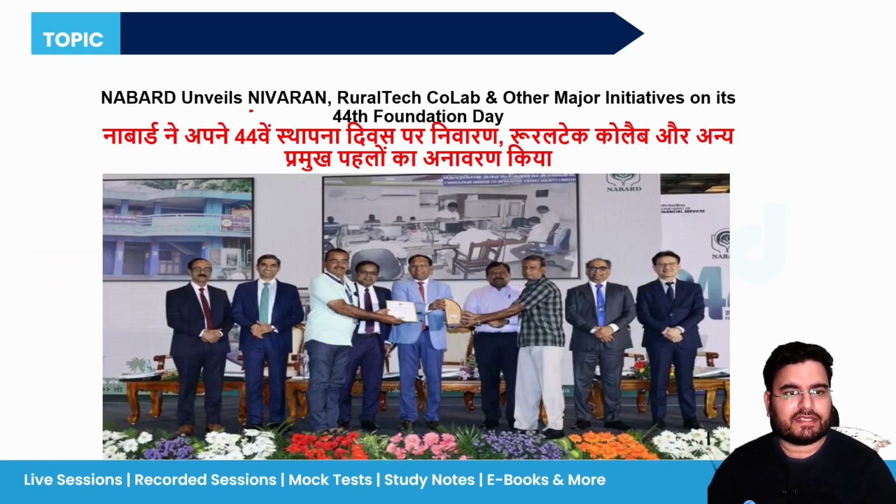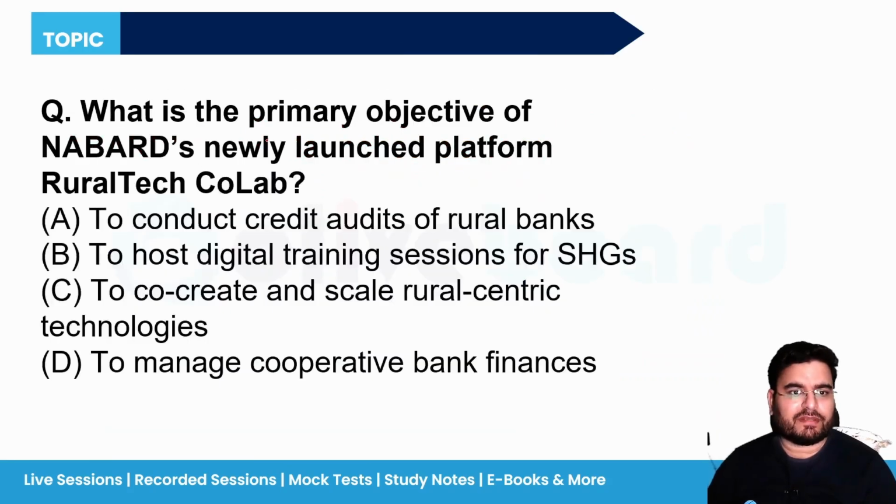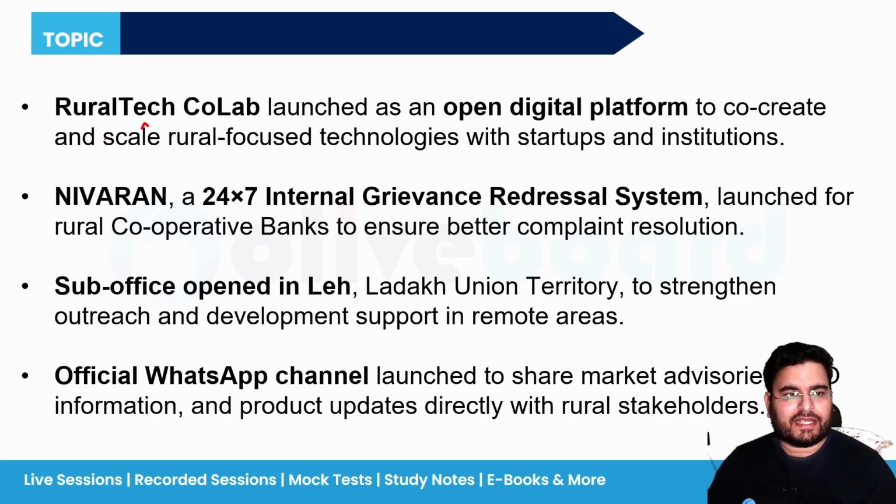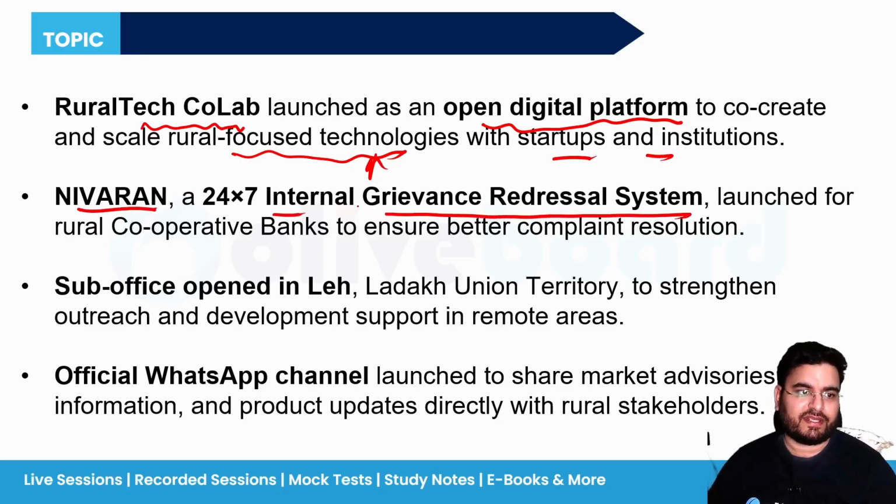Next is NABARD unveils Nivaran Rural Tech Collab and other major initiatives on its 44th Foundation Day. So NABARD was celebrating its 44th Foundation Day. Okay. So what is the primary objective of NABARD's newly launched platform, Rural Tech Collab? So these are the options. First, let's see the news, then we'll see the answer. So Rural Tech Collab was launched as an open digital platform to create what? Rural focused technologies with startups and institutions. Got it? And Nivaran was what? It is a 24/7 grievance redressal system. Nivaran.